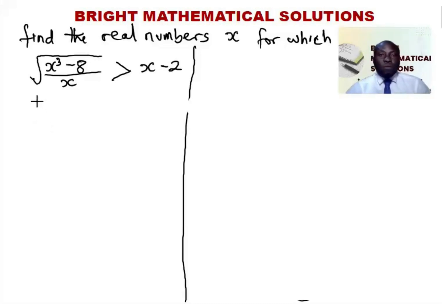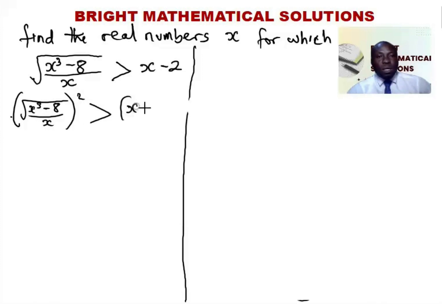Hello, let us solve this Olympiad mathematics problem together, which says: find the real numbers x for which root of (x cubed minus 8) over x is greater than x minus 2. The first thing we need to do is to square both expressions so that we eliminate the square root. So we have root of (x raised to the power 3 minus 8) over x, and we square it, greater than (x minus 2) squared. So this square cancels the square root.